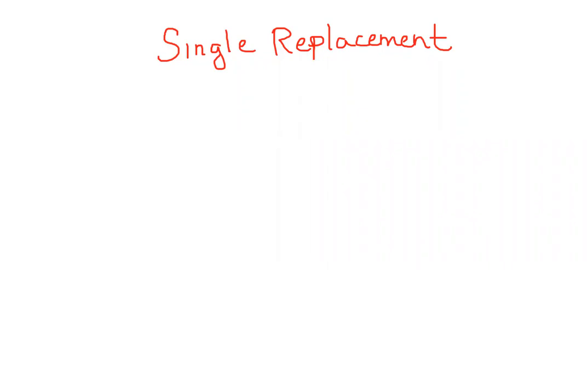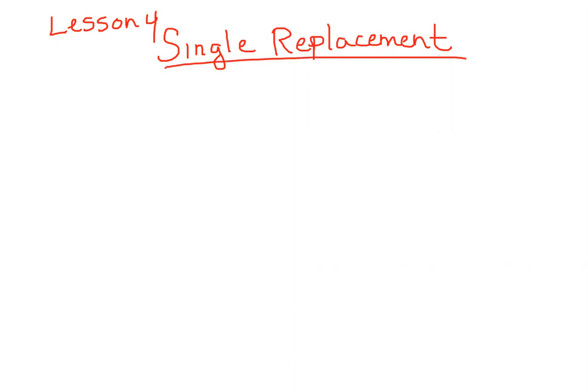Hello, chemistry. We are back with lesson 4. We're still on lesson 4, and we're going to talk about the next types of chemical reactions. This first one is single replacement.